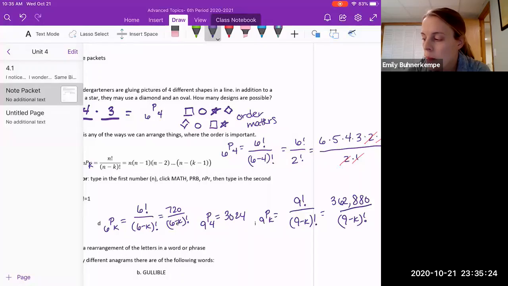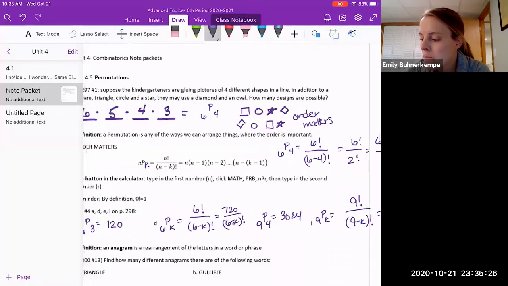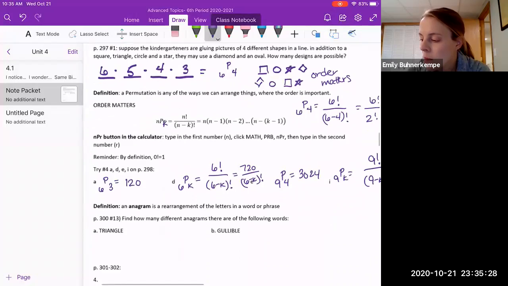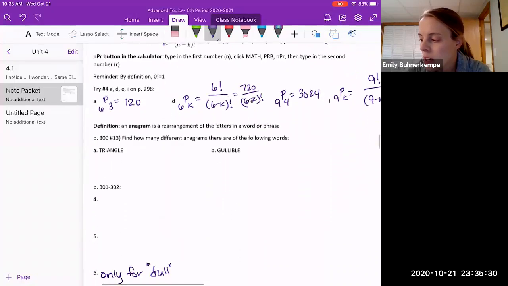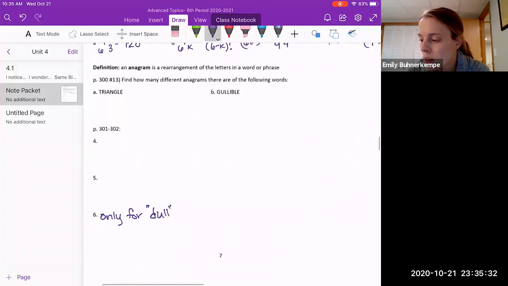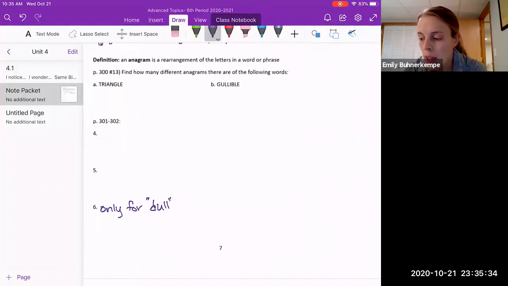Next, we're going to be talking about something called an anagram. An anagram is when you rearrange the letters in a word or a phrase. So we're going to start by looking at page 300, number 13, and we're going to talk about how many different anagrams there are for the following words.